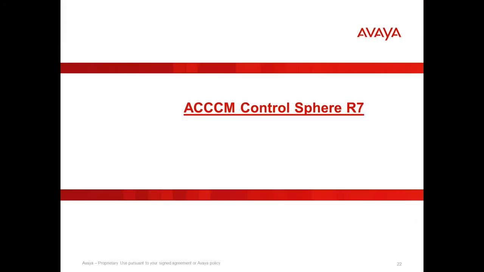Right, so up until now we discussed the license tracker enhancements in Release 7 and what's new with the notification engine as well, which is tied into the license tracker environment. Now I'm just going to say a few quick words about the Control Sphere enhancements in Release 7, which will allow you to index results not only from the ACCCM and the communication manager, but also from reporting systems such as CMS and IQ.